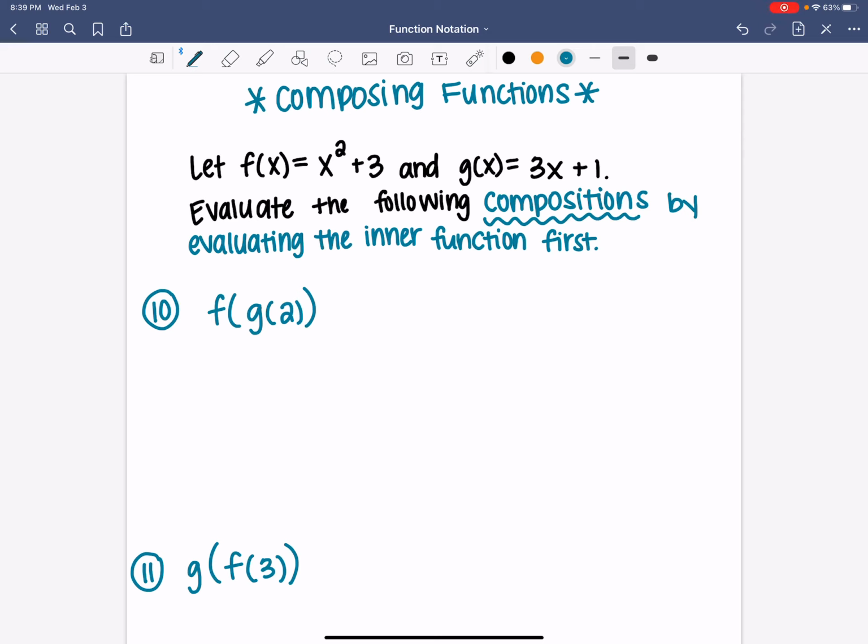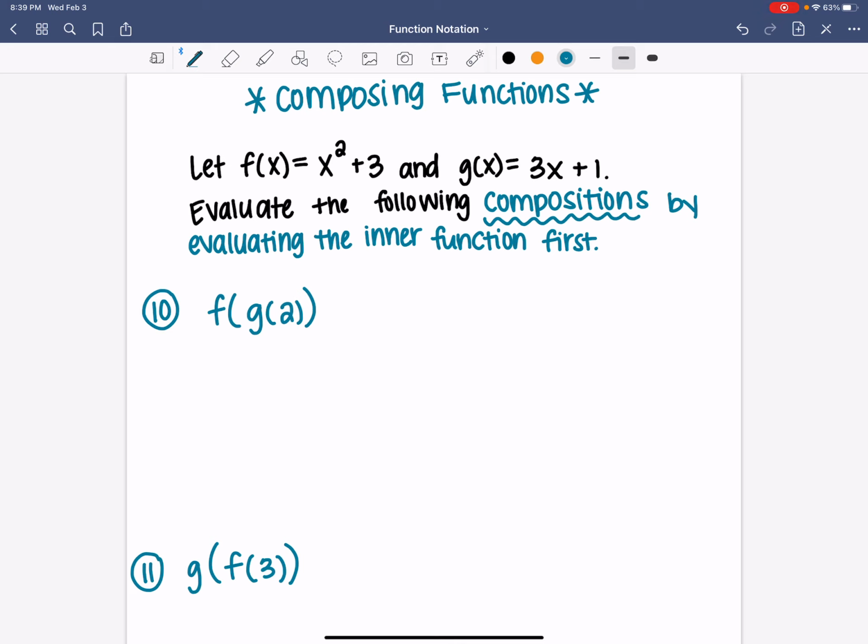When you are composing functions, that means you have f of g of something or g of f of something. So it's like you have one function inside of another one. When that happens, you're always going to evaluate the inner function first. So it's kind of like you're working from the inside out.